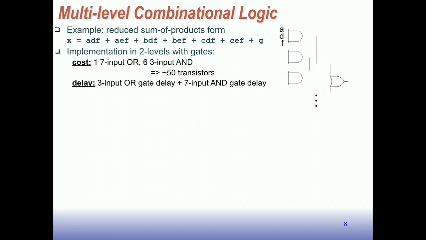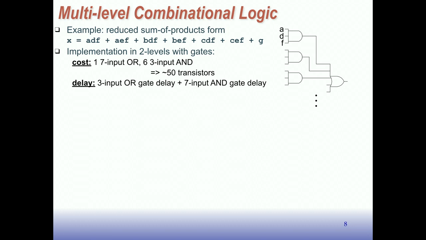Here's a function x. It's in reduced sum of products form here. And so it would have this implementation where it would have a bunch of AND gates feeding their outputs to an OR gate, right? There's an AND gate for each term. Now, we can look at the cost of this implementation in 2-level gates, and it's going to be a 7-input OR and 6 3-input ANDs, right?